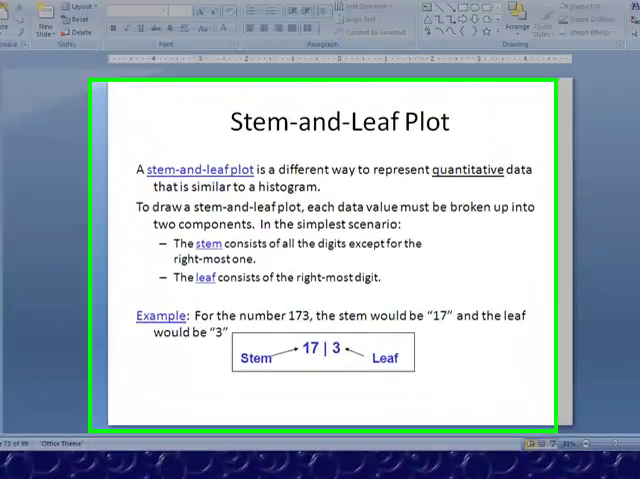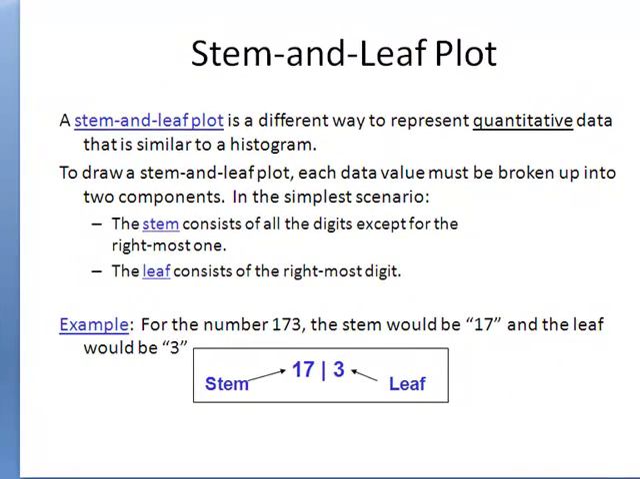So we're going to look at another way that we can represent quantitative data. It's called the stem and leaf plot, or stem plot. Your book calls it a stem plot, but you'll see it called stem and leaf. And it's just a different way to represent your data. And I always say it's just a histogram turned on its side.